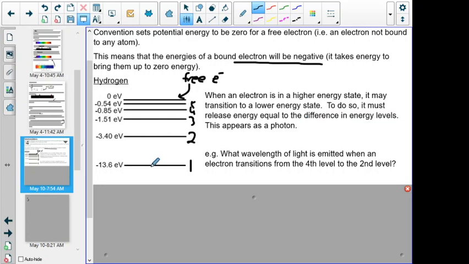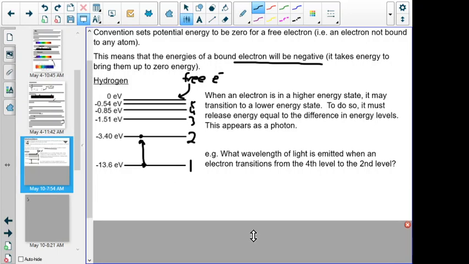Now, if we had an electron here and we wanted to knock it up to this energy state, we'd have to give it the difference in energy. So we'd have to give it 10.2 electron volts to get it from negative 13.6 up to negative 3.4. That makes sense. If it dropped back down, it would have to give up that same amount of energy. So let's do a quick little check here. And when they drop, whatever energy they give up comes out as a photon.